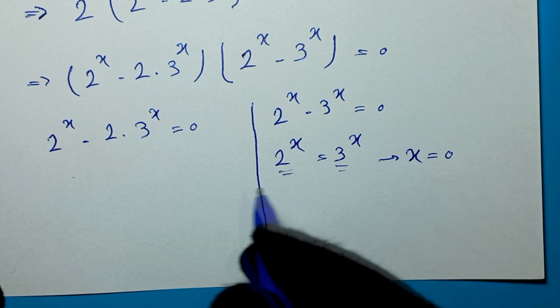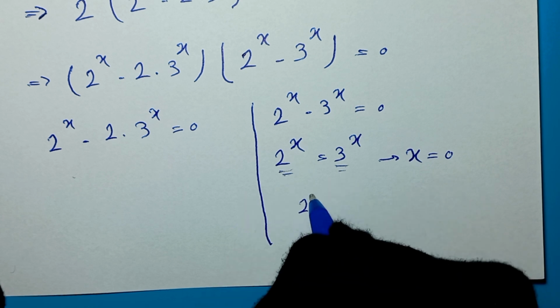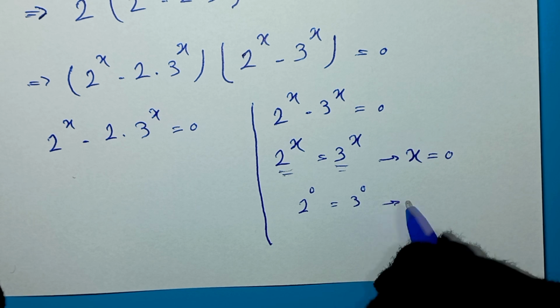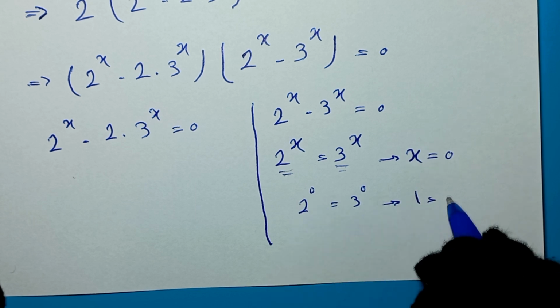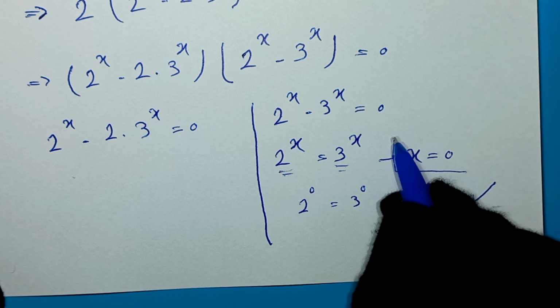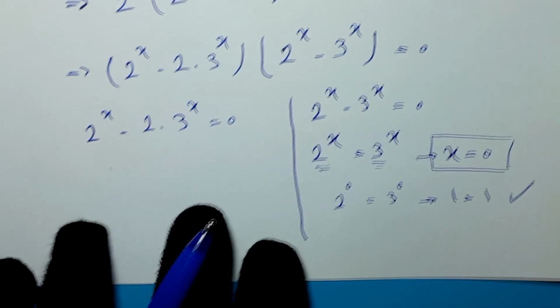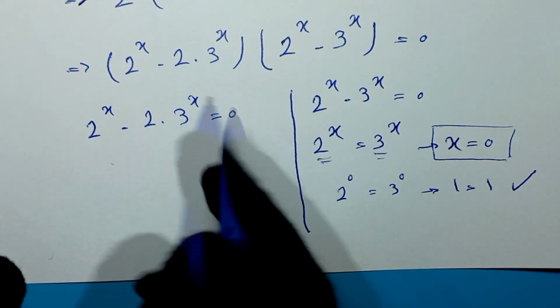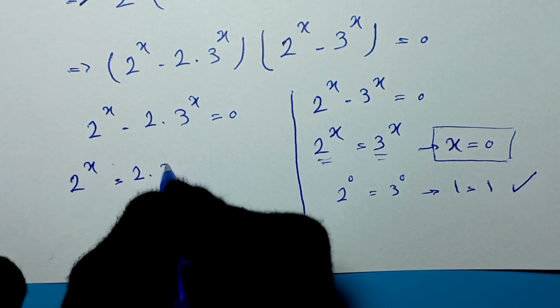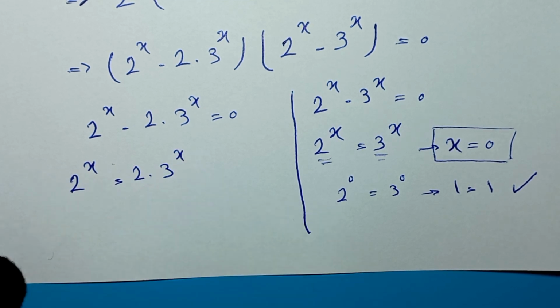And if x is equal to 0, it will be 2 to the power of 0 is equal to 3 to the power of 0. And 2 to the power of 0 is 1, and 3 to the power of 0 is 1. So 1 is equal to 1. So from here, x is equal to 0. And from here, we take this to this side, so it will be 2 to the power of x is equal to 2 times 3 to the power of x.